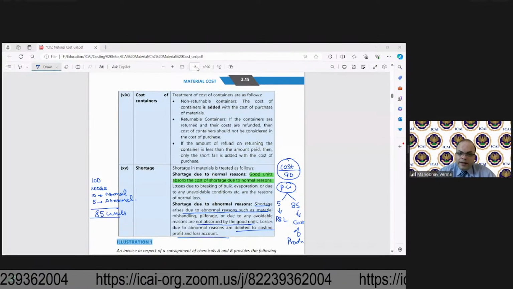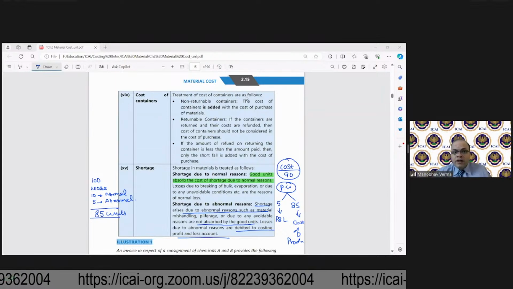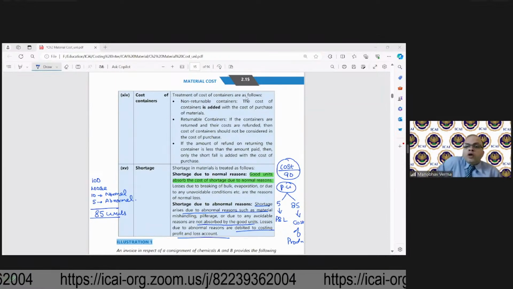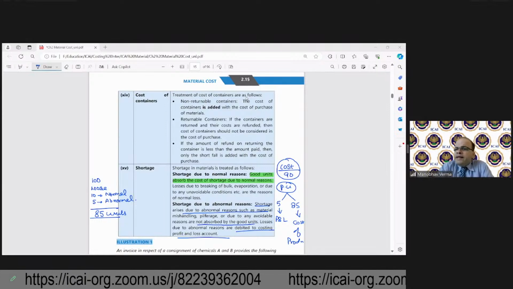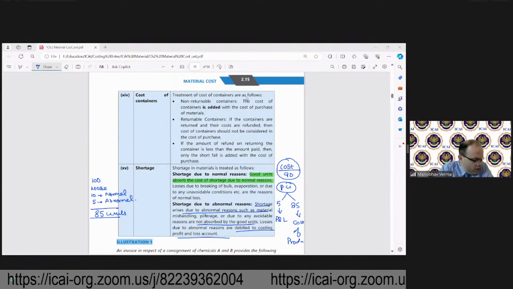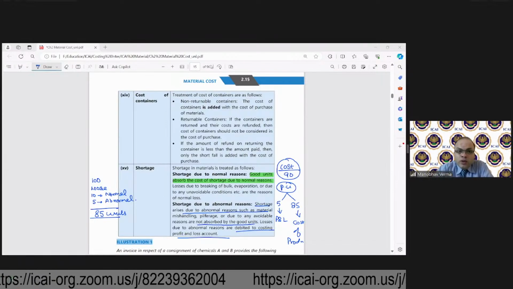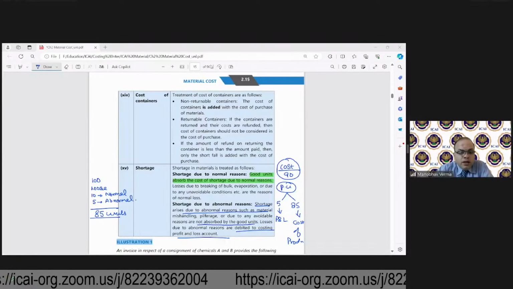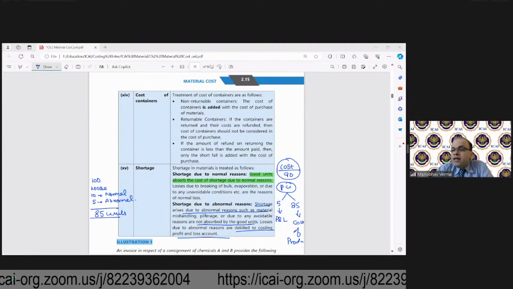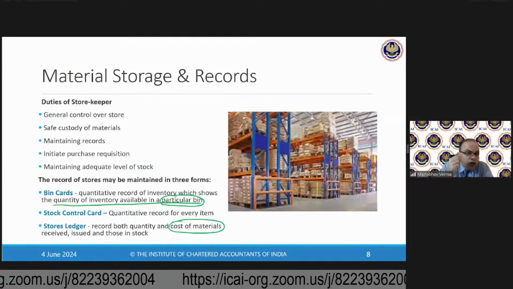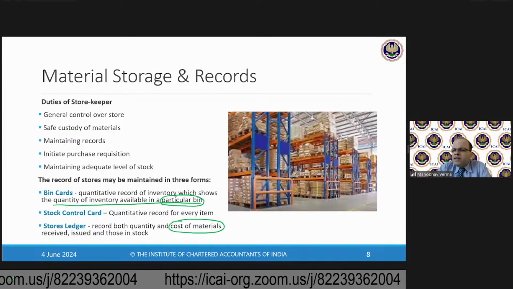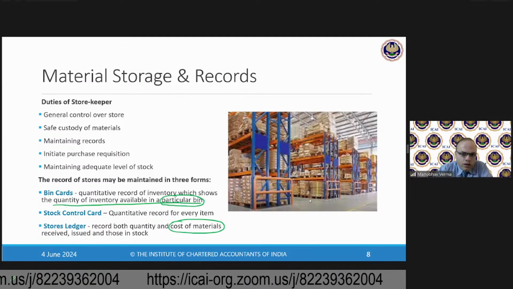So Pratima, absolutely correct. But what we are trying to say is that the good units are not absorbing the loss due to abnormal reasons. That portion will be taken to the P&L account. I hope that becomes very clear. So this table is very important, guys, basically to understand what costs are included and what are not included. But this understanding of normal and abnormal loss, we will probably touch base on again in some time, right?